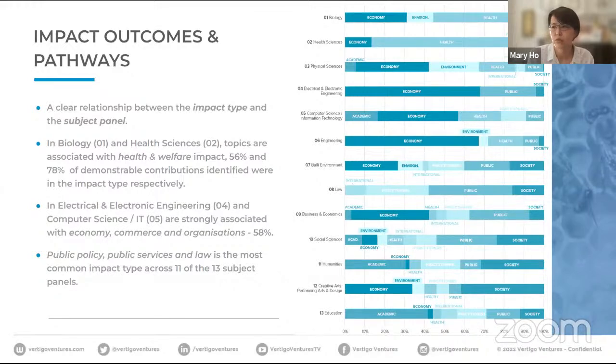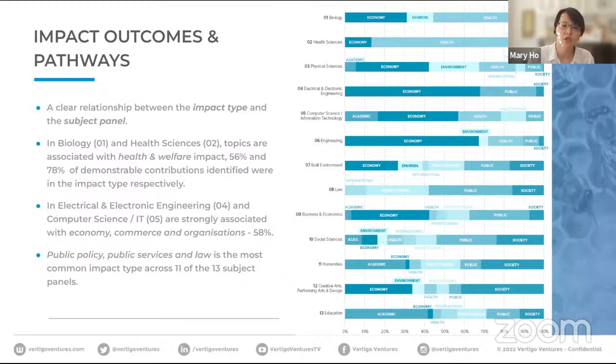Other interesting points that you can see from the results is, of course, there are three subject panels: law, business and economics, and the social sciences, which are significantly associated with public policy, public services, and law. As you can see, 42% of the topics in law are associated with public policy, public services. For business and economics, it's also 30%, and for social sciences, it's also 30%.